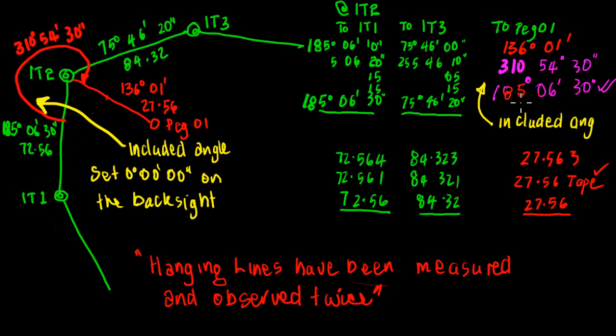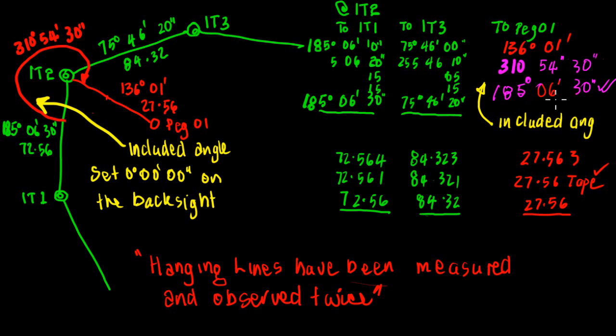Normally, if they're within a minute or so, that's fine. And just remember that these are a check. So the 136°01' is your accurate measurement of the bearing of 2 to peg 1. The 310°54'30", the included angle, and the subsequent calculation is just a check. So if they're a couple of minutes out, it's okay, as long as they're within tolerance.